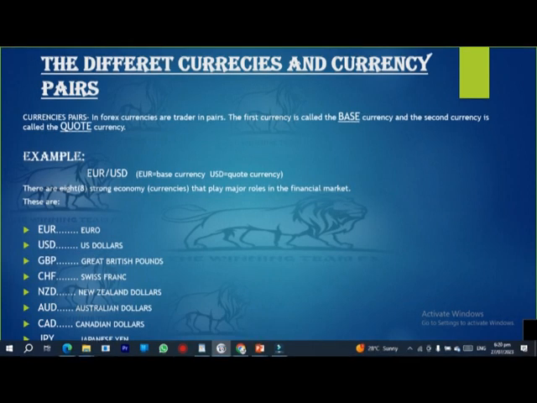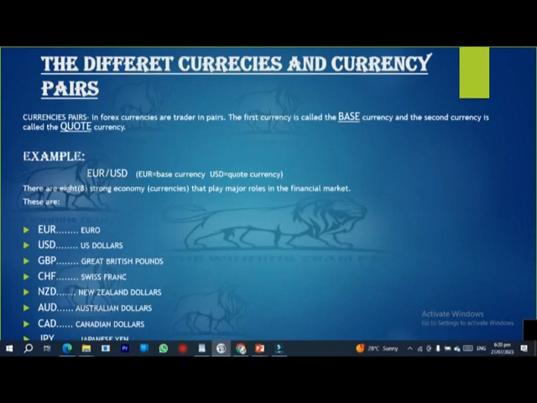Okay, so there are strong economies that play major roles in the forex market. Whenever these economies are in play, things in the market begin to turn massively. Volatility begins to play out. So we have some major economies that play strong roles in the market. We have the EUR, that's the euro. And then we have the USD, for the United States, that's the US dollar.